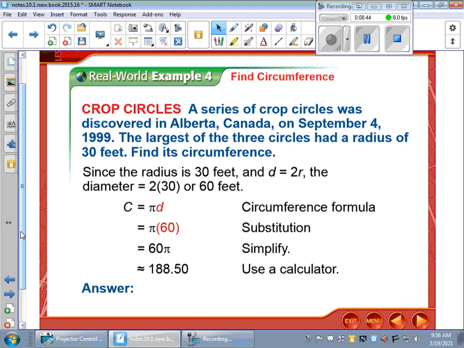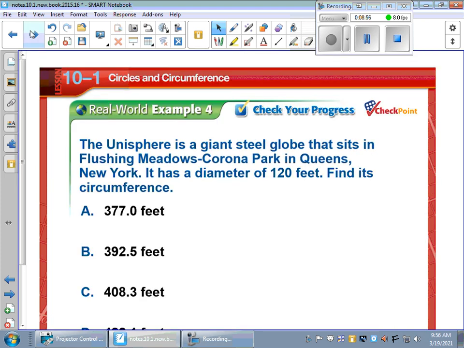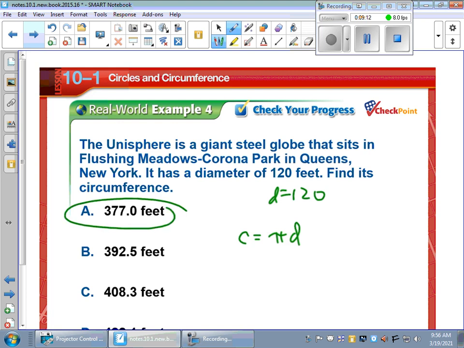So this one right here, they say, you can read through that, find the circumference. They want you to find the circumference. So again, memorizing the equation, circumference is pi times diameter. Being able to solve from there. And then this one now they want you to find the circumference. So they give you a diameter of 120. D equals 120. Circumference is pi times diameter. So you take that, multiply by the pi, and you should get the answer A.